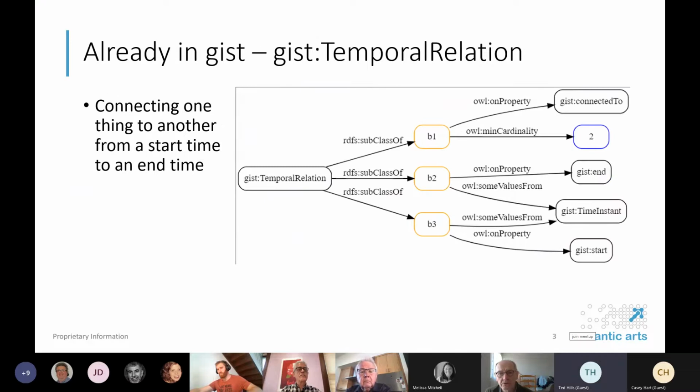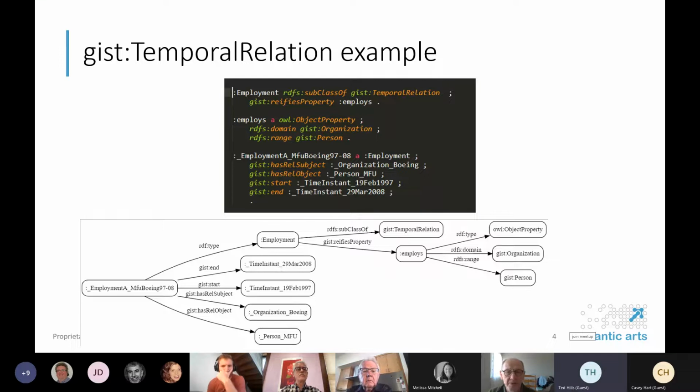Now, already in GIST, there is a kind of reification of a temporal relation which connects one thing to another with a start time and an end time. And here's a kind of example of how that might be used, where we create a subclass of it and then use that to describe, in this case, the relationship between Michael Uschold and Boeing from 19th February 97 until 29th of March 2008 as a period of employment. And this is a very good practical example. It's the sort of thing that we get in business an awful lot.